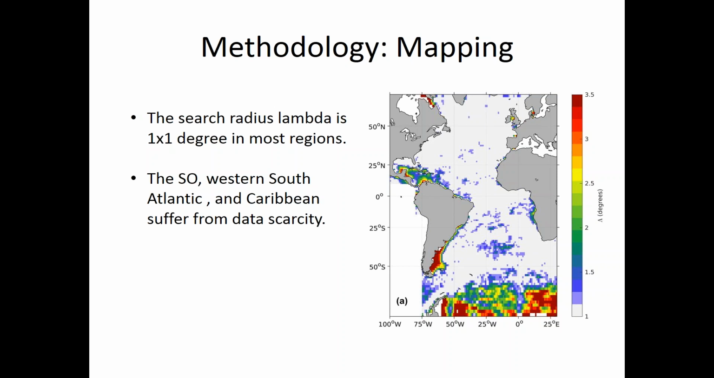What is the search area for each of the grid points? We see that mostly in the Atlantic it is basically 1 by 1, so we have enough data to do the regression at each point. And we have some regions, for example, the Caribbean Sea, the Southern Ocean, and here close to the Patagonia Shelf, that generally don't have enough data, so it searches a larger region.